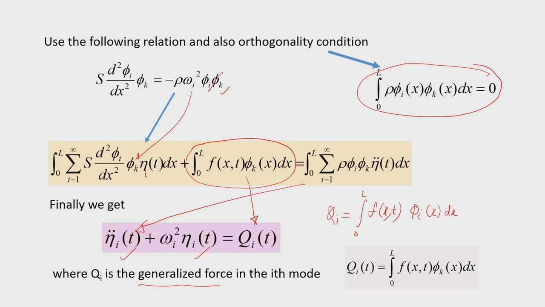dx. Okay. Now if I want to calculate the generalized force in the first mode, then I will substitute i by 1. So you can now see this is the equation of motion that has to be solved to first find eta i t. Eta i t is the generalized time dependent coordinate. Omega i is the ith natural frequency of the transverse vibration of the string. Now, we have found this equation for the generalized coordinate. Once the solution of eta is found, you can find y(x,t), because y(x,t) is nothing but phi(x) into eta(t), summed over different modes.